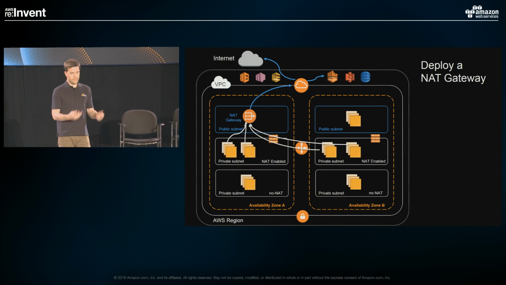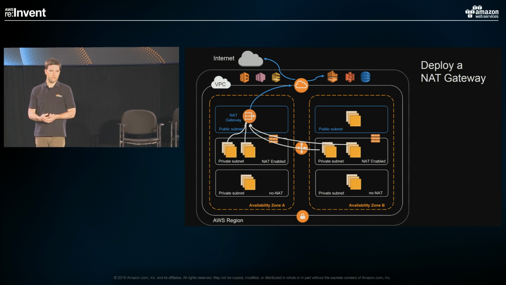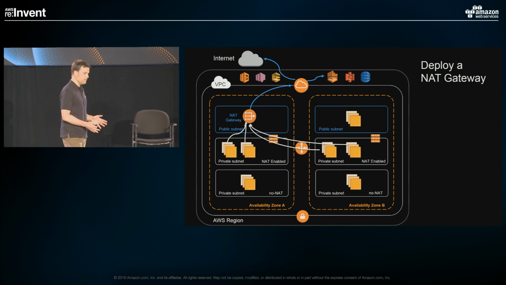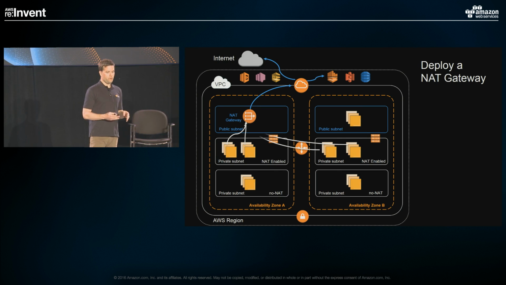So you can do this. You can have one NAT gateway and multiple AZs using that NAT gateway. But as I said before, it's an AZ-specific deployment. So for real availability, if something ever happened in that AZ, you would have lost all possible NAT functionality in your VPC. So we always recommend to deploy one NAT gateway per AZ.